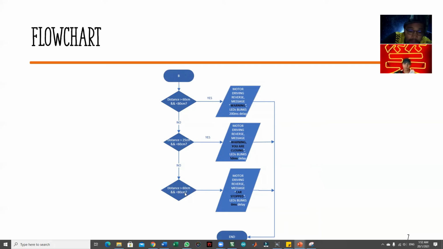And if the distance is, I made a mistake here, and if the distance is less than 25 centimeter, okay, this is wrong, this is correct. So the car will stop and the motor will stop driving. That means no motion on the motor and the LEDs will blink with 0 millisecond delay. I'm sorry for the mistake.